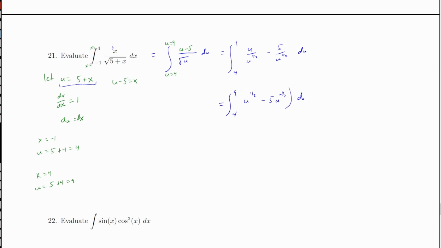And I'm integrating du. So now when we integrate, I'm going to use the power rule, add 1 to the power, divide by the new power. Dividing by 3/2 is the same as multiplying by 2/3. If I add 1 to the power here, I'll have u to the positive half. Dividing by a half is the same as multiplying by 2.